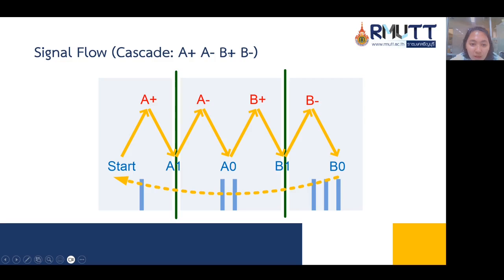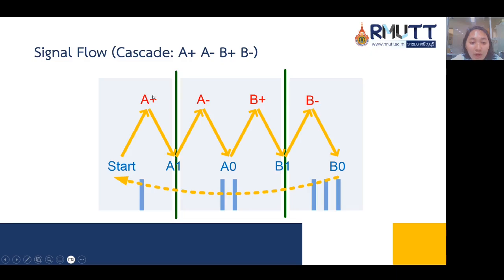This is the signal flow of this electropneumatic system with the cascade configuration with signal flow A plus, A minus, B plus, and B minus. The cascade depends on the signal flow that is near, where the flow is plus and minus with the same output.